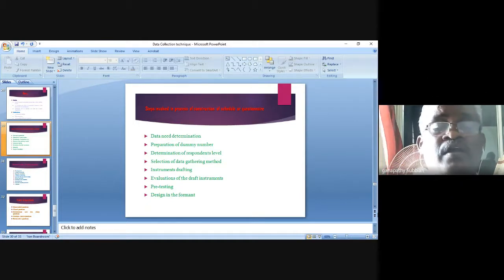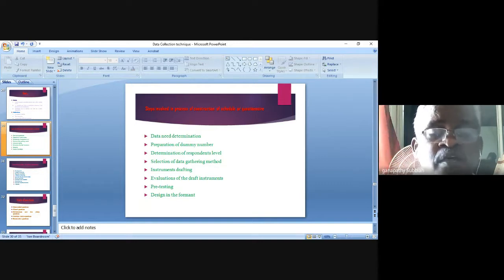The next one, determination of respondent levels. While preparing the questionnaire, the researcher should keep in mind the determination of respondent levels.